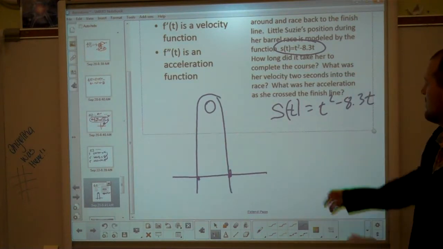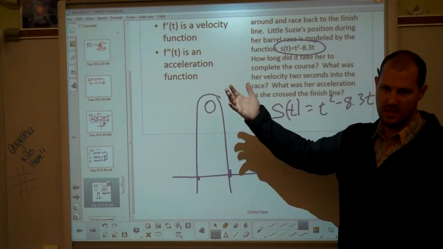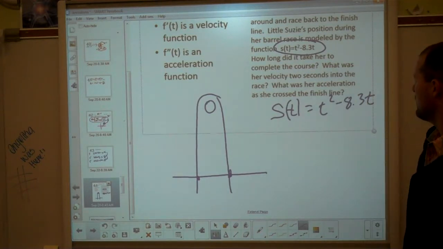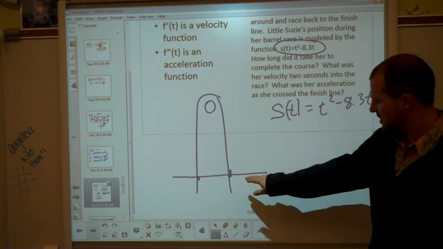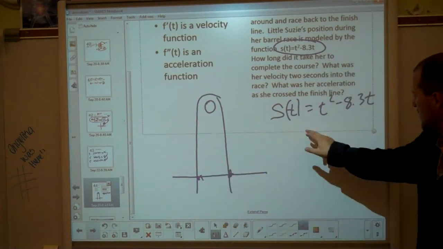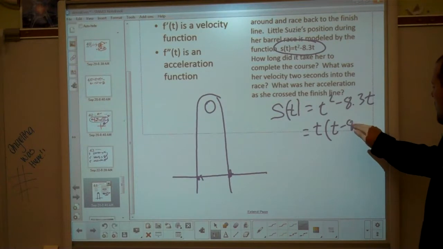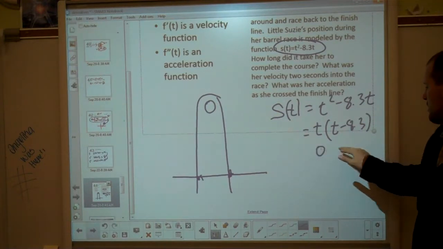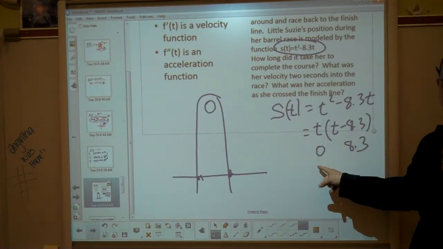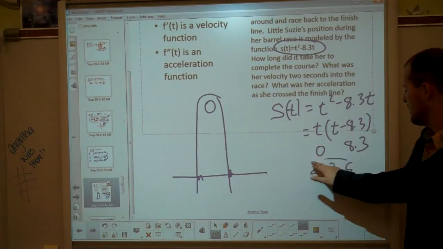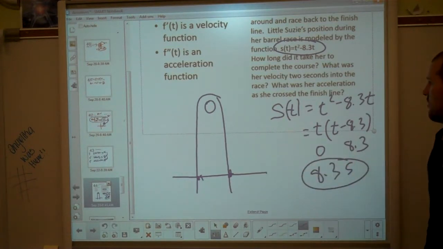That kind of makes sense because it's a quadratic. If you flip this upside down, it would actually look like the graph. Okay, so how long did it take her to complete the course? Well, that's the zeros. Let's factor this and find out. So that'd be t times t minus 8.3. Our zeros are 0 and 8.3. So she started at 0, ended at 8.3. So 8.3 seconds is how long it takes her to run the course.